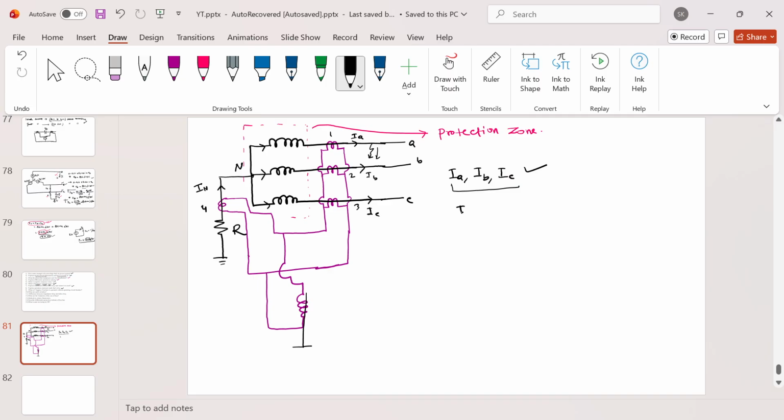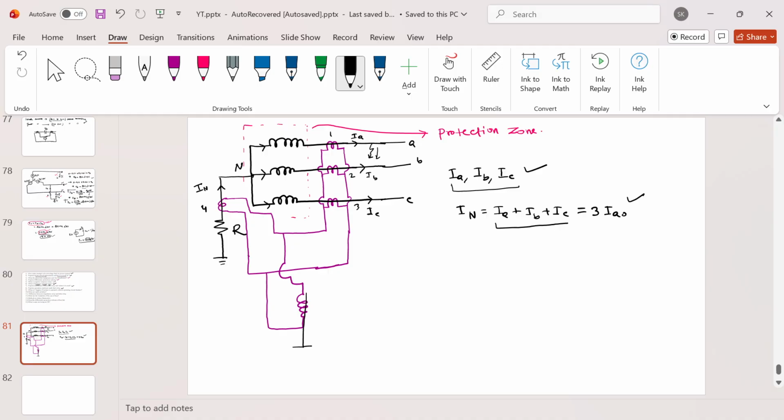So if I write the neutral current, IN is equal to IA plus IB plus IC. This current now has imbalance, and because of that the positive sequence and negative sequence components will vanish, and you will have only the zero sequence component of current. That component will be 3 times Ia naught. I hope you know these things, like the symmetrical component theorem; it is coming from there.